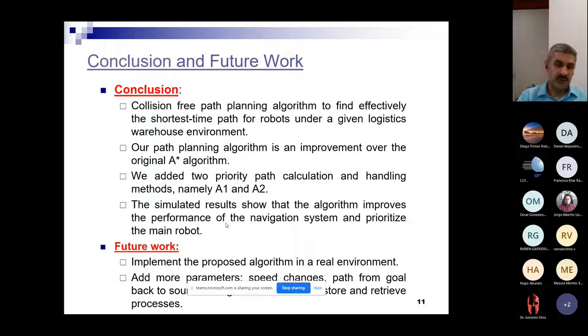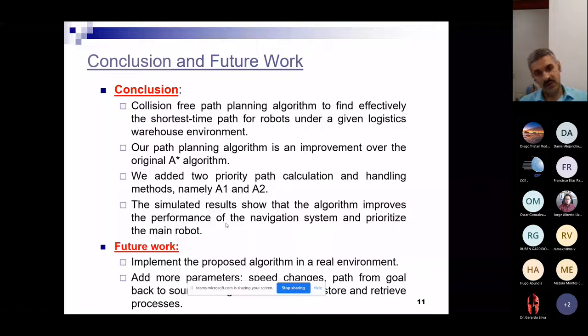Now, we would like to implement this proposal in the real environment in the future. We would like to add more parameters. For example, speed is constant. Well, how about if the speed changes? How about when the robot arrives at its destination and wants to come back to the source? So this is the store entry process. The robot will not stay there, so we need to calculate in two ways.